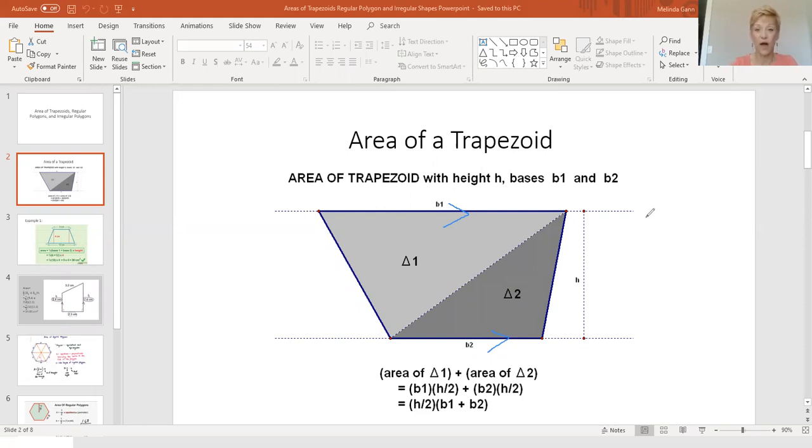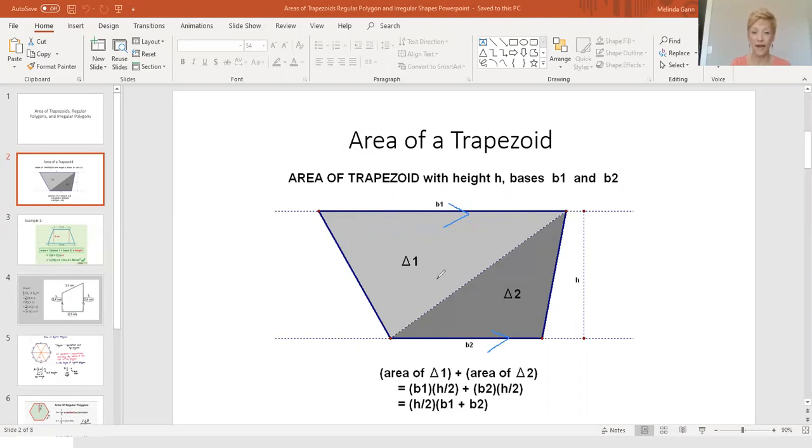Now notice on the triangles, the base of this top triangle, labeled 1, is longer than the base of this second triangle. So they couldn't call them both B. They called them B1 for the base of triangle 1 and B2 for the base of triangle 2. So the bases are different. But notice about the height: from the highest point to the lowest point, they have the same height.